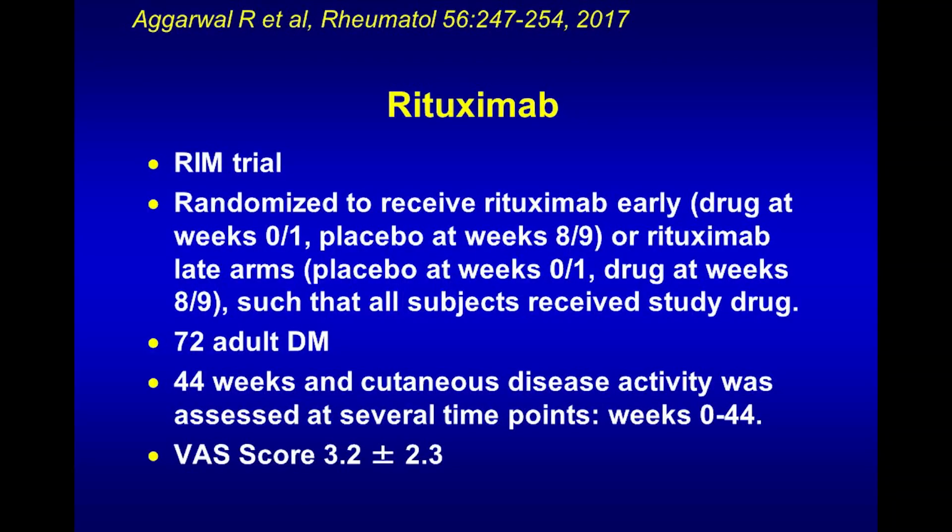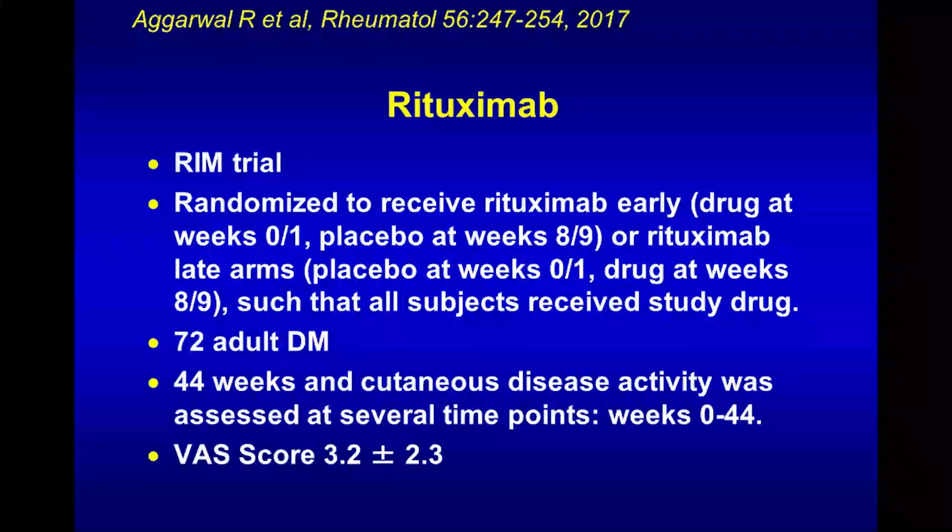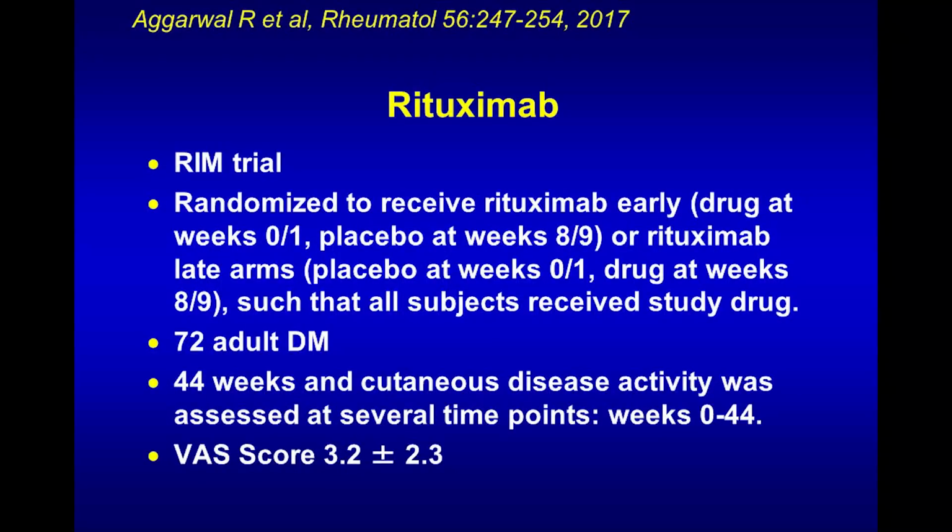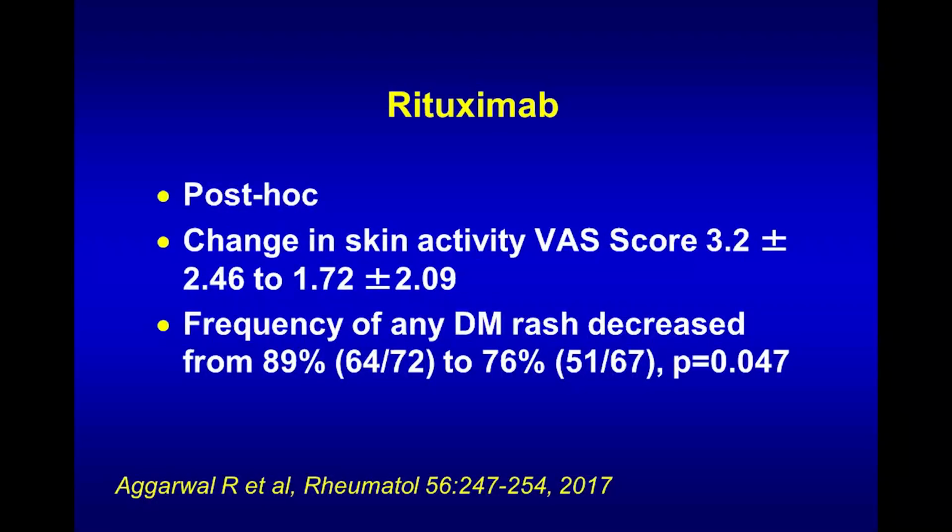And what they were able to show was 72 adult dermatomyositis patients that were followed over the course of 44 weeks and had a VAS score for skin, which is a little bit challenging because it's such a subjective score. But the VAS score was 3.2 on average for these patients, so not the worst skin disease on a scale of 0 to 10. And you can see in this post-hoc analysis that the score went from 3.2 to 2.46 in the course of the study, and that the frequency of any dermatomyositis rash decreased from 89% to 76%.